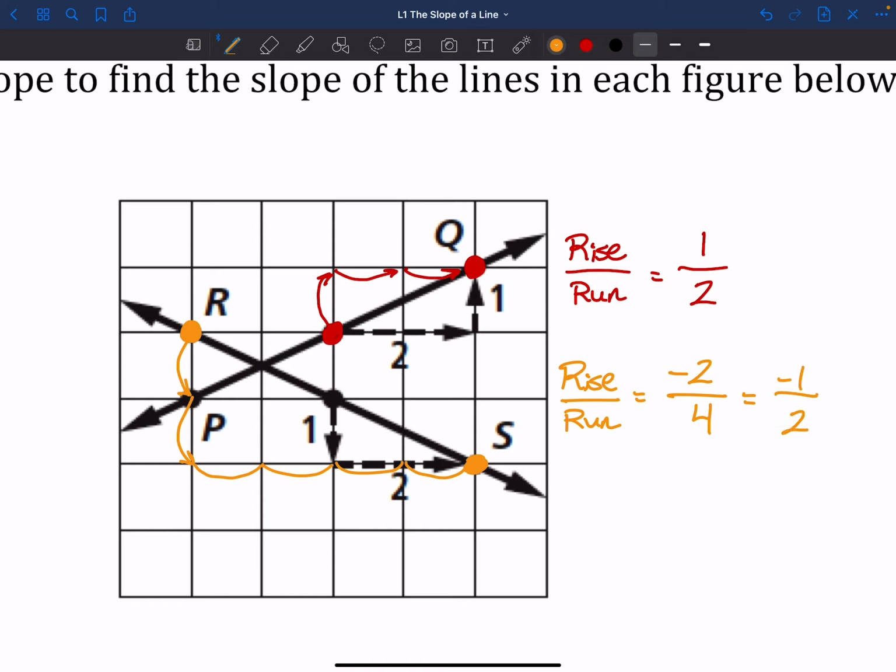If you chose this point that I just put an X through, you probably ended up with just -1/2 right off the bat. But that's showing us that no matter which points we chose, as long as they're on the same line, we should be able to end up with the same exact slope.